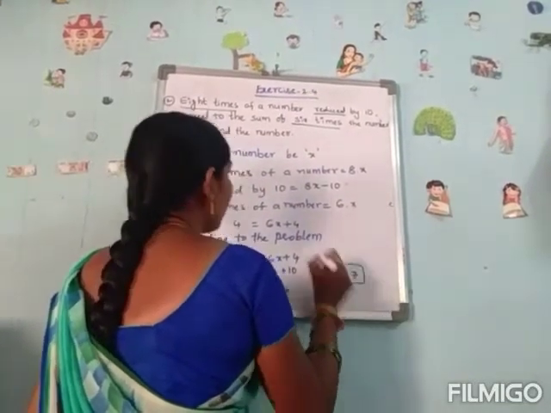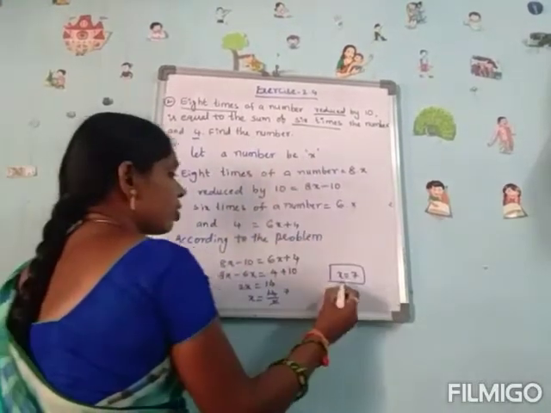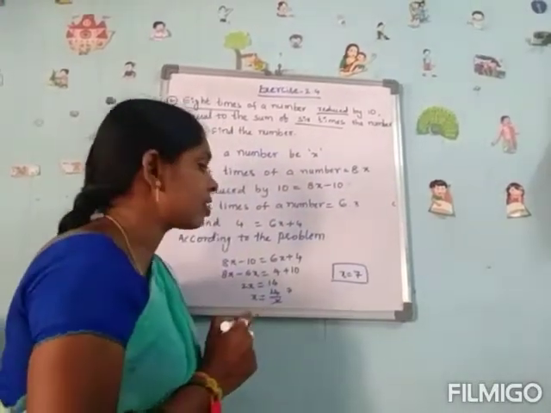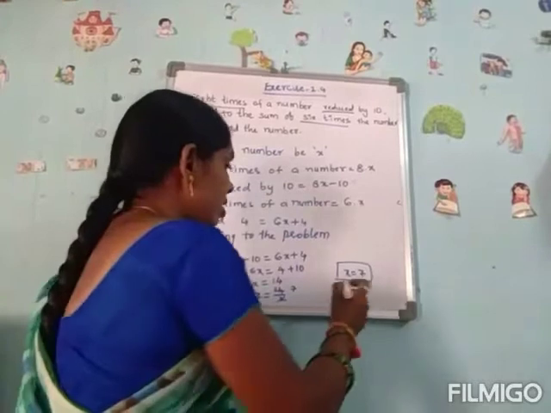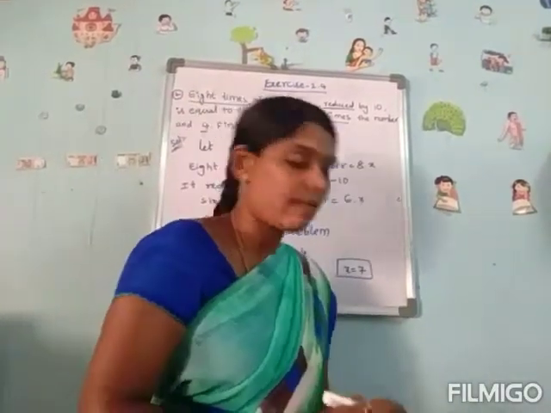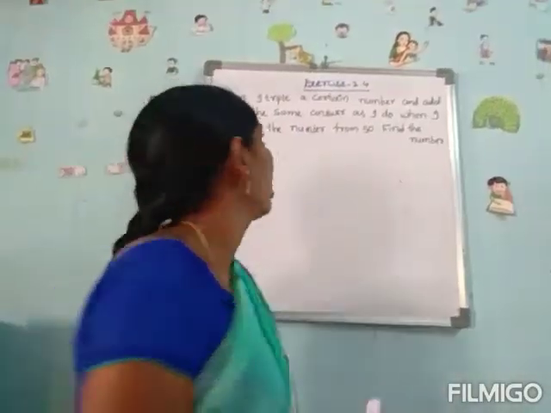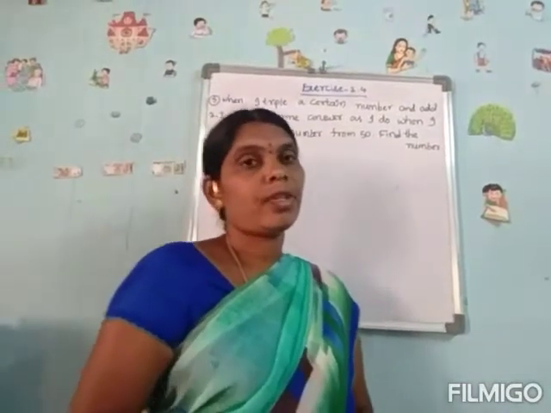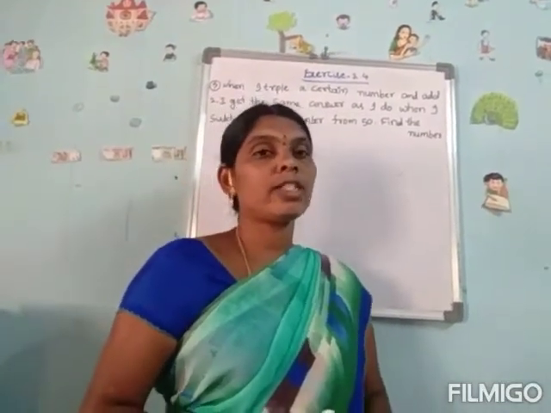What is the number? We have taken, let the number be x. What is the number? x equals 7. We got it. The x value, x equals 7, is our answer. Third and fourth questions, try yourself.